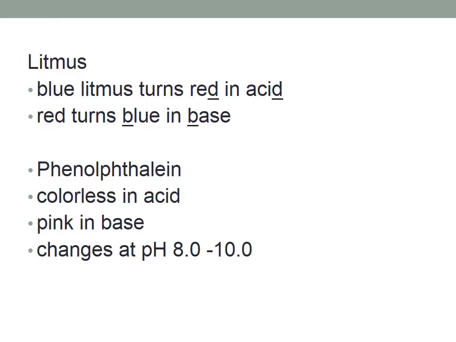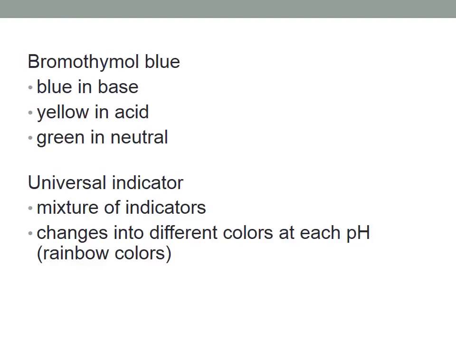All right, we can also use litmus paper. If you have blue litmus, it turns red in an acid. If you have red litmus, it turns blue in a base. So we use litmus paper to identify substances as being acids or bases. Phenolphthalein, we just looked at it. It's colorless in acid, pink in base, and the pH changes at approximately 8 to 10. Bromothymol blue is blue in base, yellow in acid, and green when it is neutral.